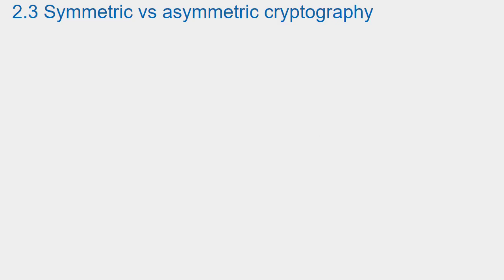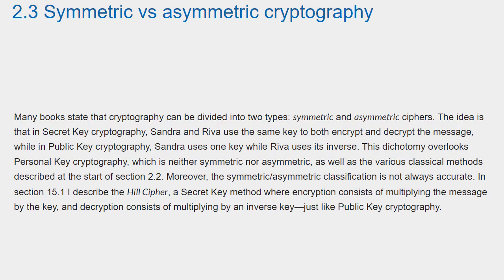Section 2.3. Symmetric versus asymmetric cryptography. Many books state that cryptography can be divided into two types, symmetric and asymmetric ciphers. The idea is that in secret key cryptography, Sandra and Riva use the same key to both encrypt and decrypt the message, while in public key cryptography, Sandra uses one key while Riva uses its inverse.